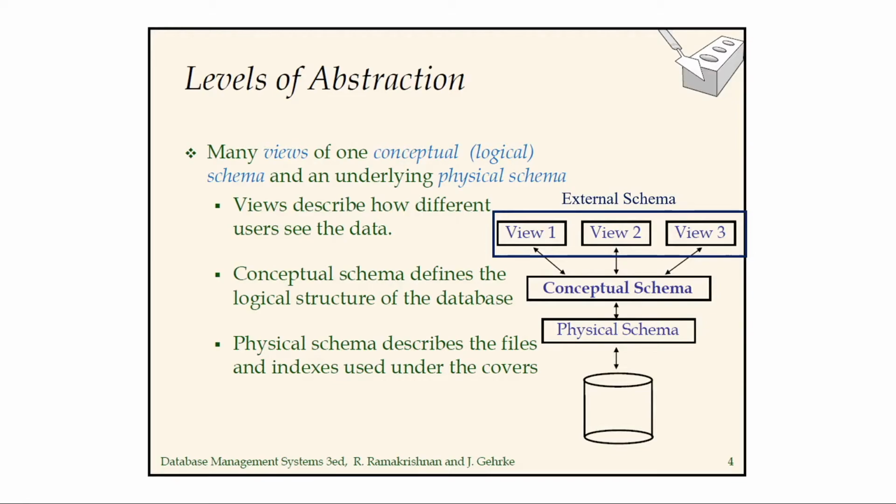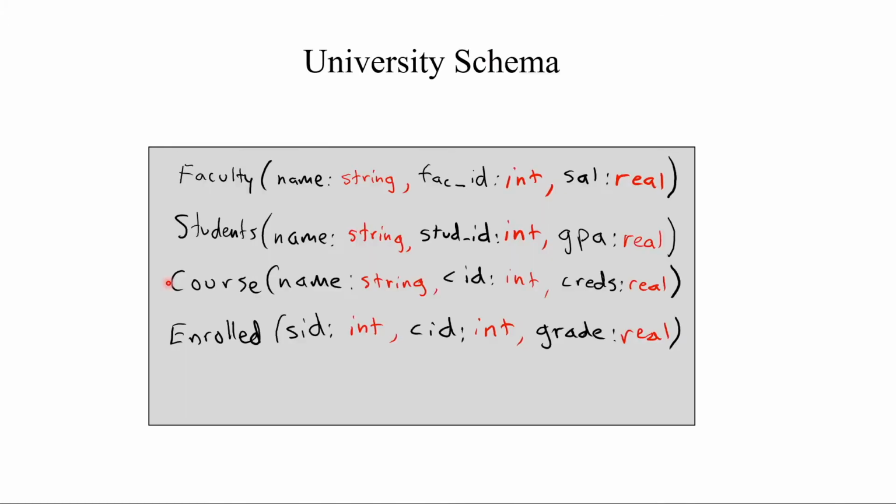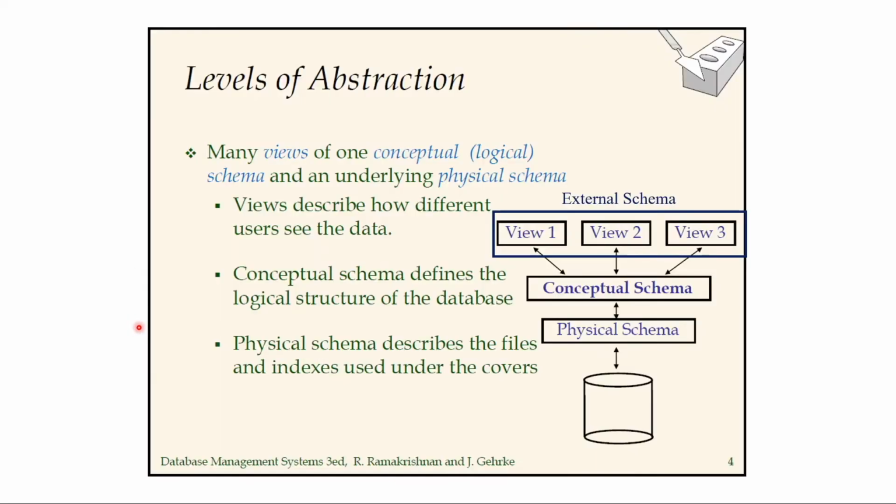Okay, so let's start with the conceptual schema, right here in the middle. The conceptual schema defines the logical structure of the database. It describes your database in terms of the DBMS's data model using entities and relationships. And this might sound kind of familiar because the example schema that we just developed for our university was actually a conceptual schema with the entities described here and some relationships here.